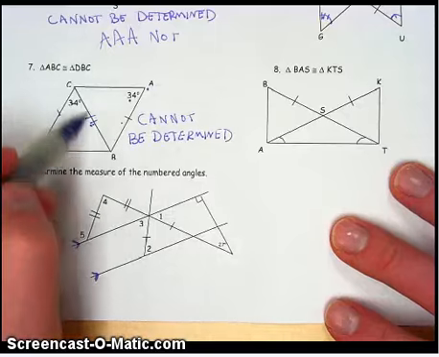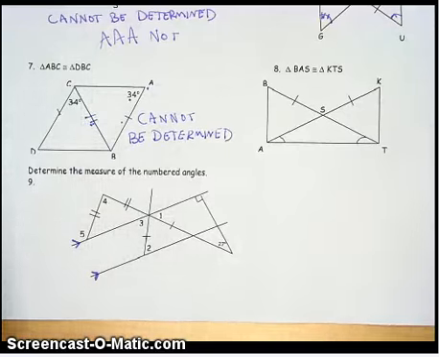Okay? Because this congruent side doesn't match up on the two triangles. Okay, the congruent pieces are in different places on the two triangles, so that's why it doesn't work.